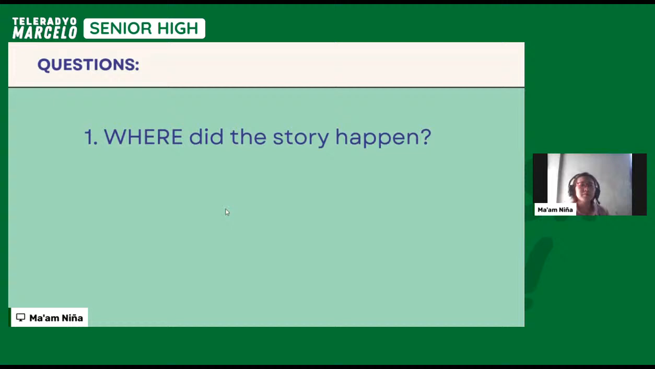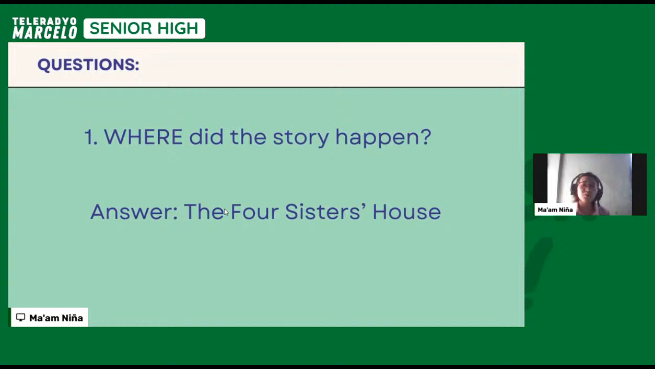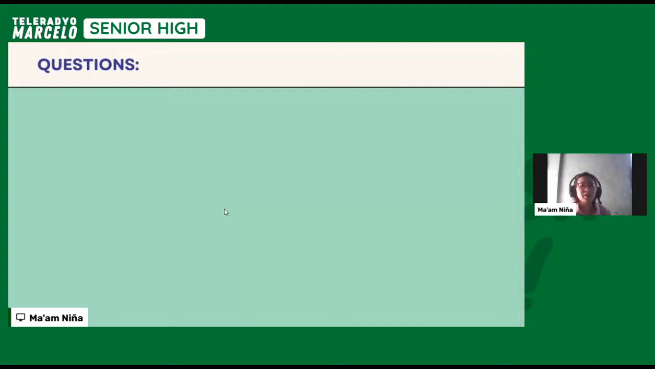Okay. So where did the story happen? Okay, so it's in the four sisters' house, or it could be in Concord, Massachusetts. So it's where the house is located. But most of the events in the story happened in their house. Okay, so both are accepted. It could be house or Concord, Massachusetts. Next question.